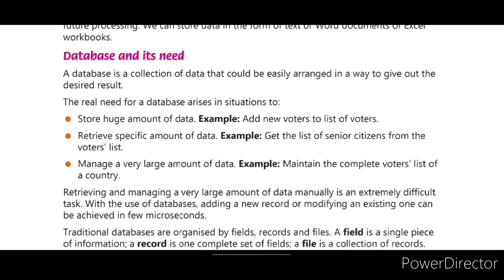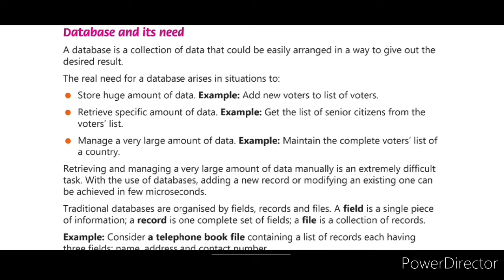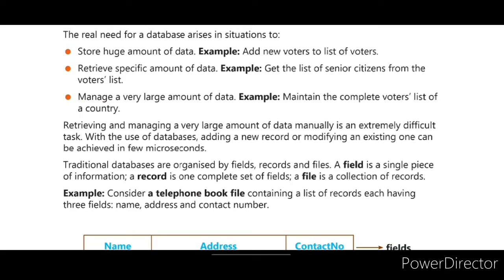There are three needs. First, it stores a huge amount of data. For that we have seen an example of adding new voters to the voters list. Next, it retrieves a specific amount of data. What do you mean by retrieve? It is nothing but getting back from somewhere. So it retrieves a specific amount of data. For this we have seen an example of splitting senior citizens from the list of voters. The third point is it manages a very large amount of data. An example is maintaining the complete voters list of a country.